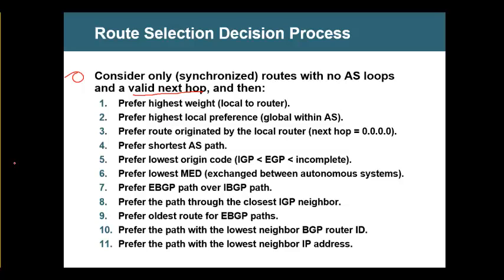It will check whether both the routes are via reachable next hop. If yes, then there is a tie, both are valid. So what is the tiebreaker? It will check whether we have set any weight.